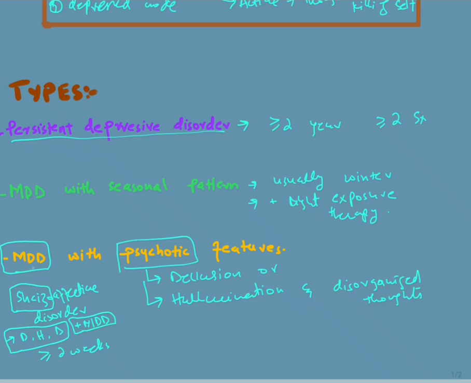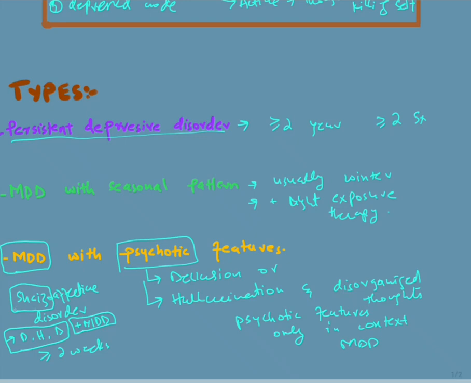While in major depressive disorder with psychotic features, the psychotic features will only occur in the context of depression, of MDD. So the psychotic symptoms should not occur alone if you want to diagnose major depressive disorder with psychotic features. They should only be present when there are symptoms of depression.